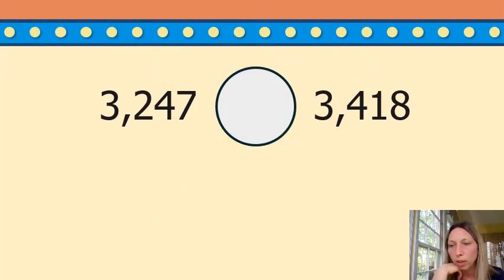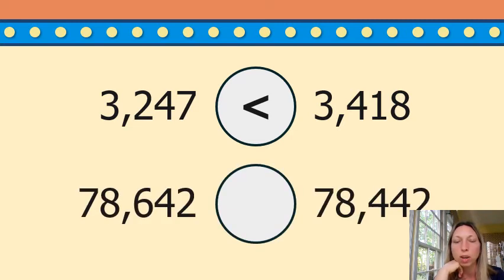All right, now we're doing greater than, less than, or equal to. I'm looking at the 2 in the hundreds place and the 4 in the hundreds place, and I know this number is greater. 3,418 is greater. 3,247 is less than 3,418. All right, I know that the 10,000s are the same. They both have a 7. They both have an 8 in the thousands place. Look at the hundreds place. The one on the left has a 6. The one on the right has a 4. So 78,642 is greater than 78,442.